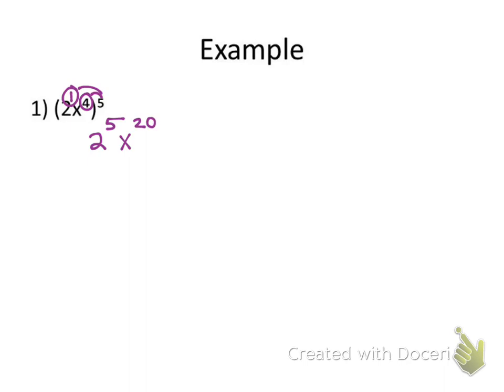All right, so I need to evaluate 2 to the 5th now. 2 to the 5th is 2 times 2, that's 4, times 2 again, that's 8, times another 2 is 16, and 16 times another 2 is 32. So 32 x to the 20th.